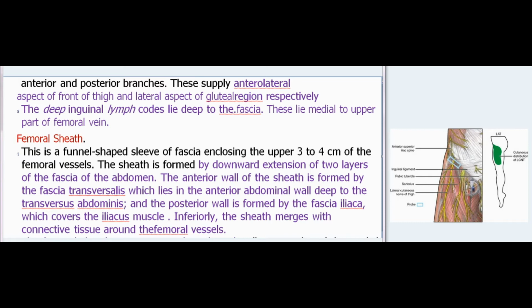Femoral sheath. This is a funnel-shaped sleeve of fascia enclosing the upper 3 to 4 cm of the femoral vessels. The sheath is formed by downward extension of 2 layers of the fascia of the abdomen.